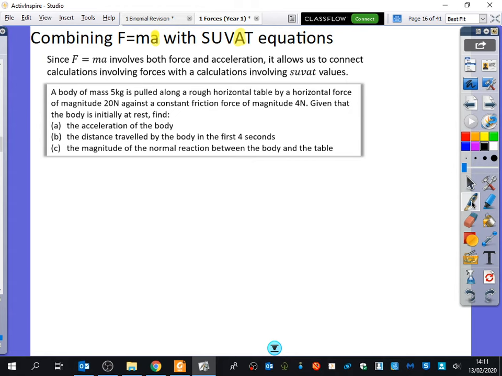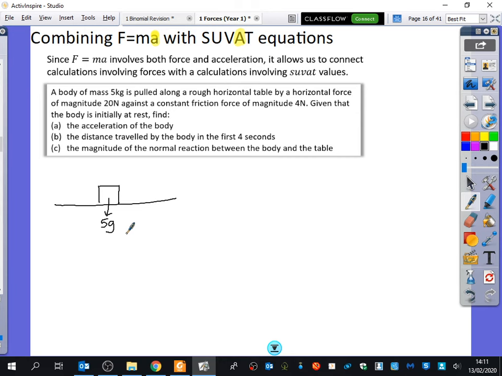Now, everybody needs to draw diagrams for this. You may not need one in your head, but I know where this topic goes throughout the rest of year 12 and the rest of year 13, and I need you to be in the habit of always drawing a diagram. So I'm going to draw a rough horizontal table, and I'm going to draw a body of mass 5 kilograms. I'm going to start labeling more forces than I have done on the previous page. I'm going to include its weight, which is 5g. And what else could I include in the up and down direction?